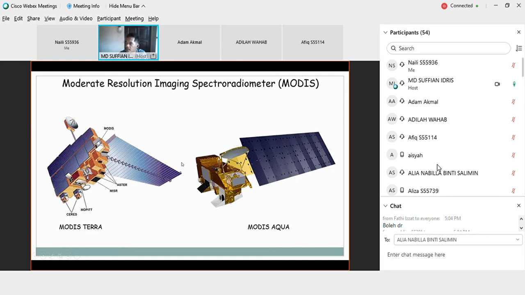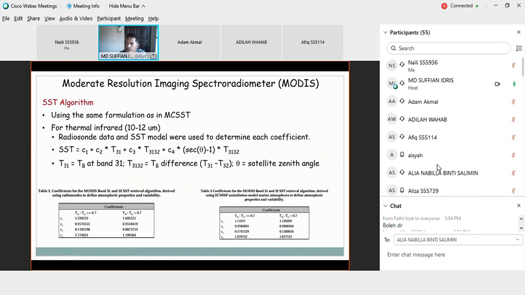And then this one, MODIS, has Terra and Aqua. Its design life was only 6 years, but it has already exceeded that by three times. The algorithm is the same, using MCSST, a very simple algorithm. On the website they give the coefficients for C1, C2, C4. As I said, temperature is very easy to determine from infrared radiation. It has a linear relationship or linear correlation.